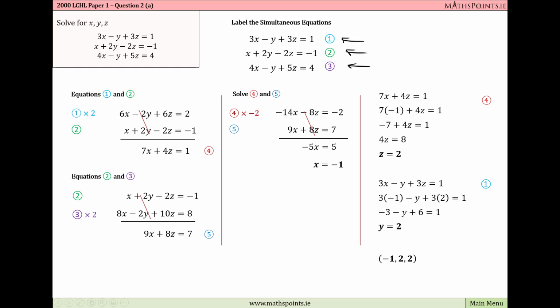And if we want to check these answers, we can take either of the three original equations and we can sub each of those in. So that's just one of a number of possible solutions to that equation. I decided to eliminate the y's. I could equally have eliminated the z's or the x's.